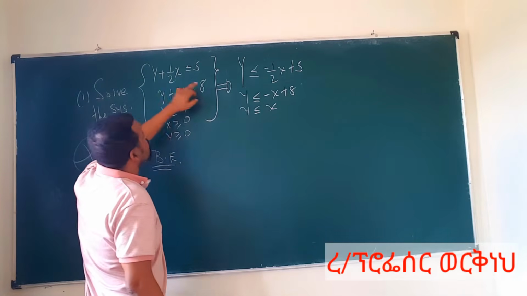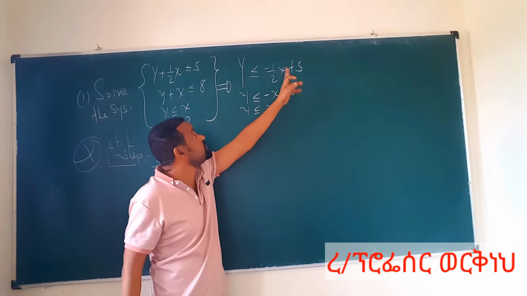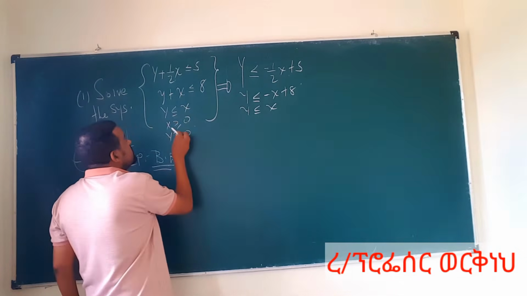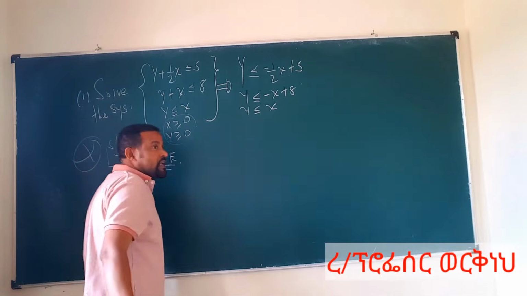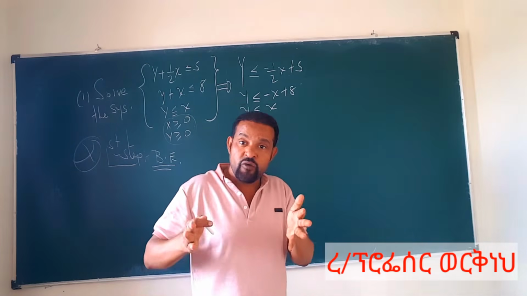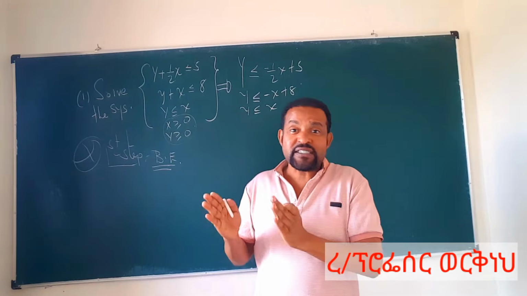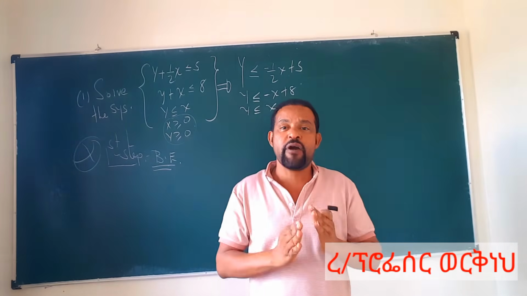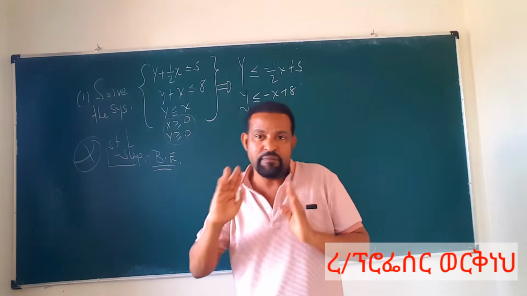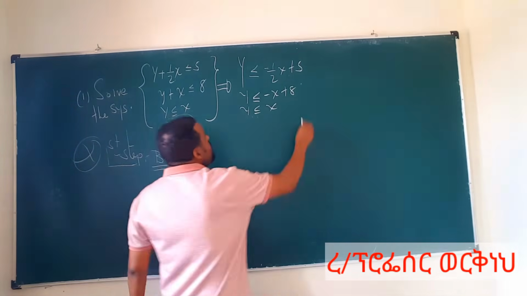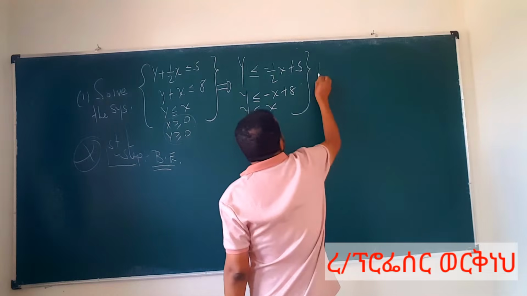y is equal to negative 1 over 2x plus 5, y is equal to negative x plus 8, y is equal to x. These other two are vertical and horizontal lines. If x is constant then the line is a vertical line, if y is constant then the line is a horizontal line. I explained this well in the grade 10 video, so watch it. So the boundary equations will be what?